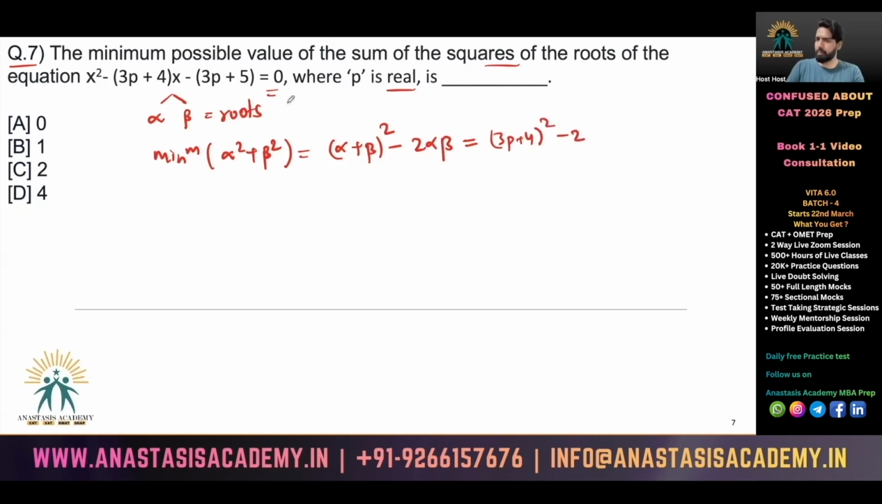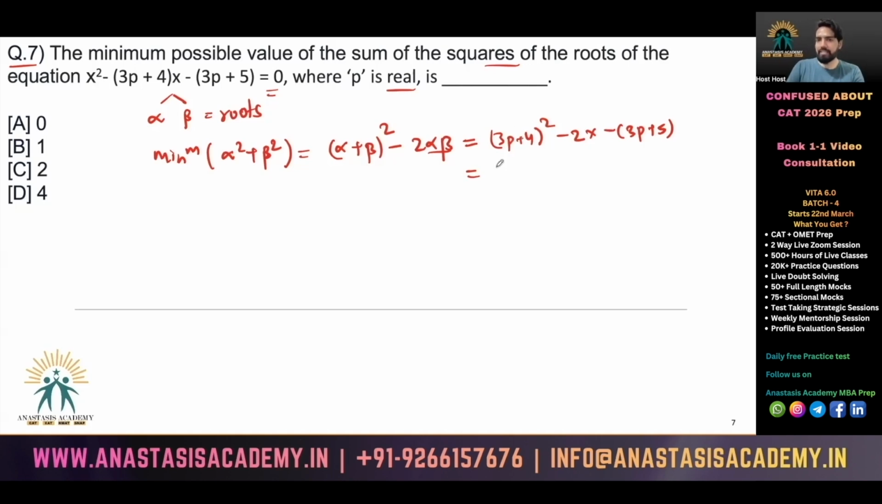Alpha beta is the product of the roots, and the product of the roots is c by a, and that is minus 3p plus 5 upon 1. Right? So this is alpha square plus beta square. We need to find the minimum value of this expression. And can you see this expression becomes quadratic? And we know how to find the minimum value of a quadratic.